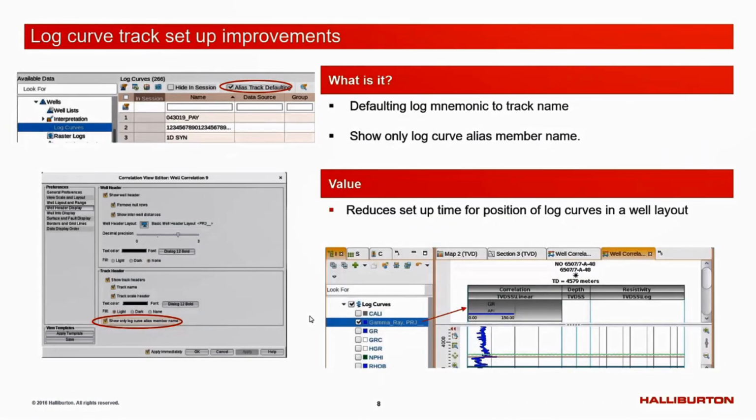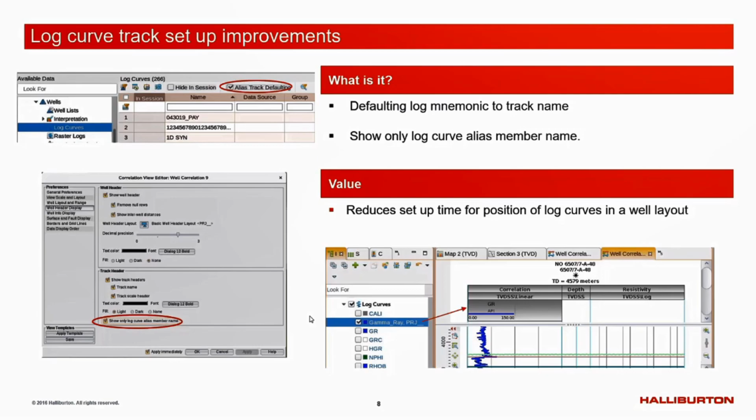The log curve tracker setup improvements include an option for alias track defaulting. So this means that when you bring in a log curve with a specific name, if there's a track in well correlation with exactly the same name, that log curve will instantly display within that track.